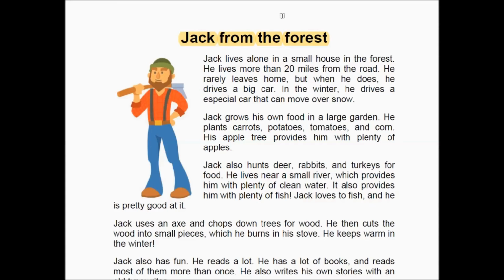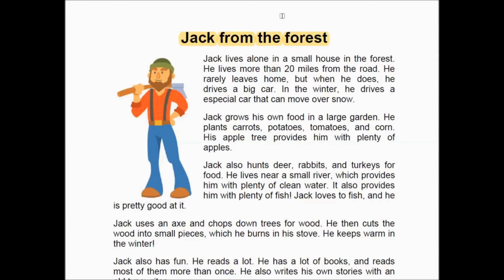Jack lives alone in a small house in the forest. He lives more than 20 miles from the road. He rarely leaves home, but when he does, he drives a big car. In the winter, he drives a special car that can move over snow. Jack grows his own food in a large garden. He plants carrots, potatoes, tomatoes, and corn. His apple tree provides him with plenty of apples.